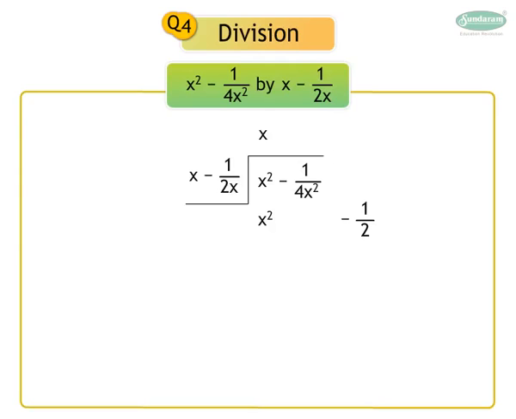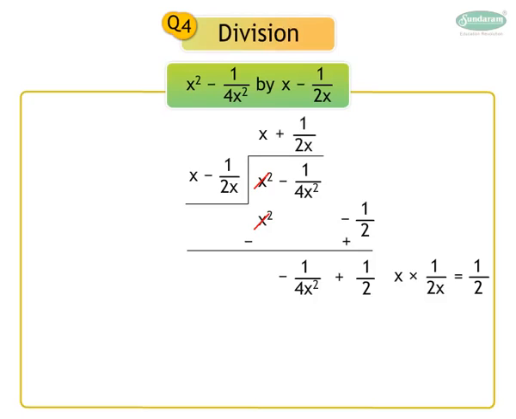We now subtract by changing the signs. Hence, x square and minus x square will be cancelled. And we got the remainder as minus 1 upon 4x square plus half. We now continue to take the first term of divisor, that is x, and multiply by 1 upon 2x to get 1 upon 2. We write it below half as shown.